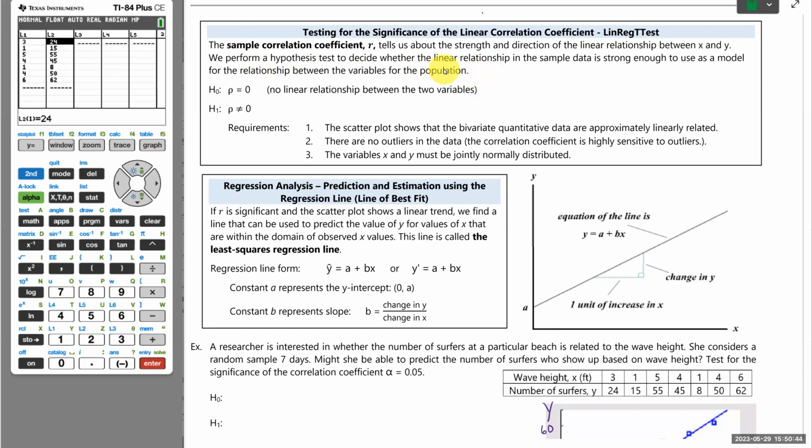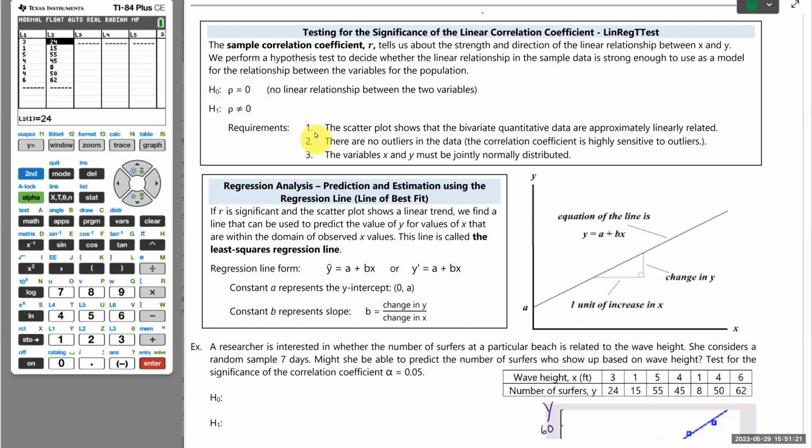the population of data. So our null hypothesis will be that rho, our Greek rho here, stands for the population correlation coefficient. So R is sample, rho is population. If rho is 0, that means that there is no linear relationship between our two variables, but we will be testing a claim that there is. So our alternative will be that rho is not equal to 0. These will always be the hypotheses, always a two-tailed test.